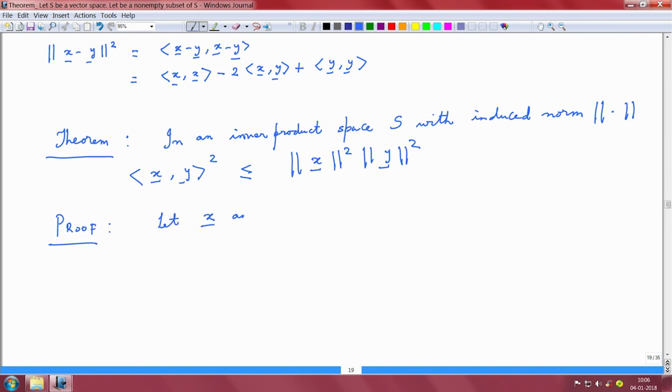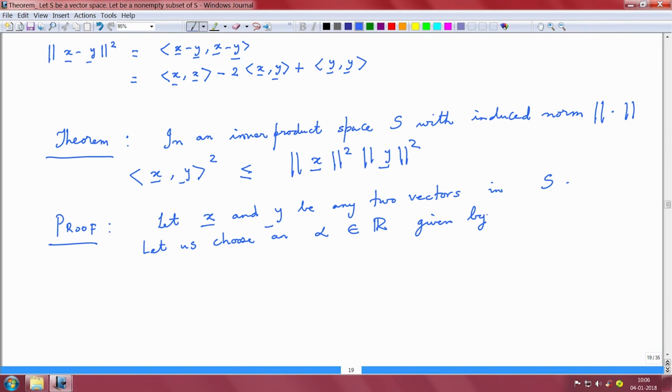So, let x and y be any two vectors in this space S. Let us choose an alpha that belongs to the set of real numbers given by alpha equals the inner product of x with y divided by norm of y squared. Let us choose this quantity, we will see how this is connected.